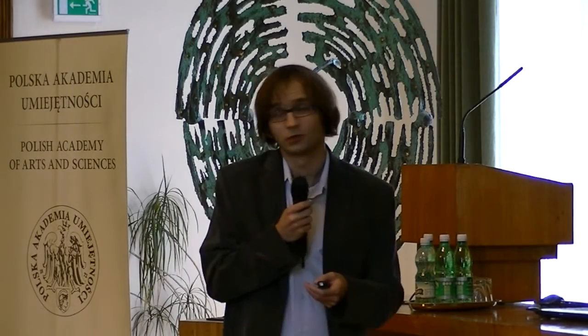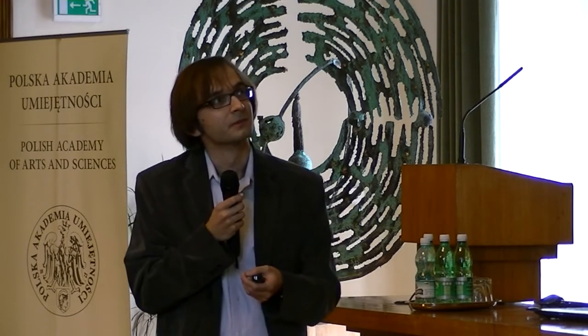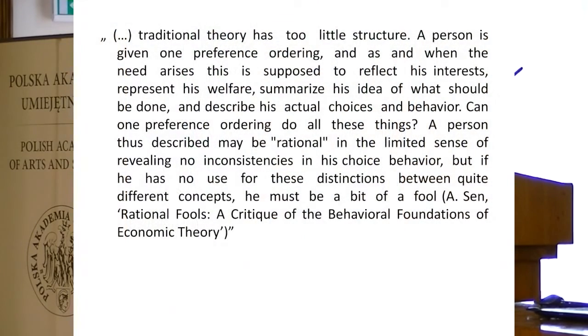I think that a good comment and, in a way, summary of what I said before is a famous quotation from Amartya Sen's great and important article, which is the following: "Traditional theory, that is the standard rational choice theory, I've called it in this way, has too little structure. A person is given one preference ordering, and as and when the need arises, this is supposed to reflect his interests, represent his welfare, summarize his idea of what should be done, and describe his actual choices of behavior. Can one preference ordering do all those things?"